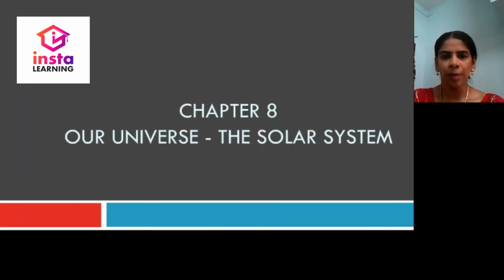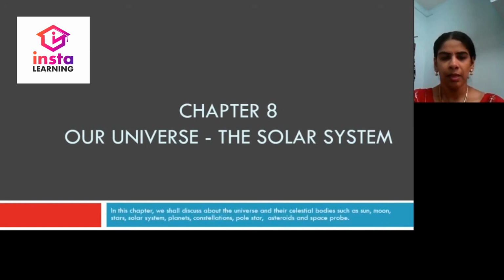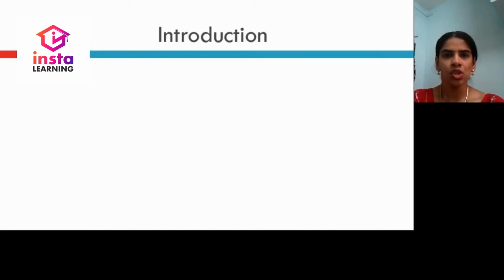Let us learn the chapter 8, Our Universe, the Solar System. In this chapter, we shall discuss about the universe, the celestial bodies such as sun, moon, stars, solar system, planets, constellations, pole star, asteroids, and about space probe. Let us begin the chapter.